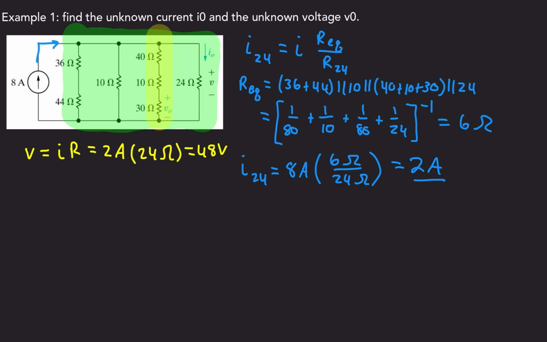Now we can apply the voltage divider equation. Voltage across 30 is equal to V times R divided by R equivalent. Now this isn't the same R equivalent that we found earlier. It's the yellow highlighted R equivalent. It's the series equivalence. So this is equal to 48 volts times 30 ohms. And the series equivalent resistance is going to be 40 plus 10 plus 30. So that's 80 ohms.